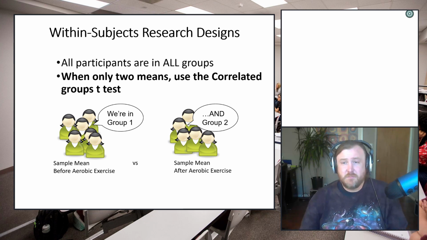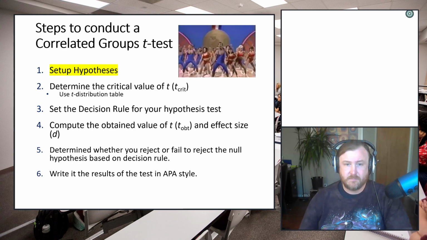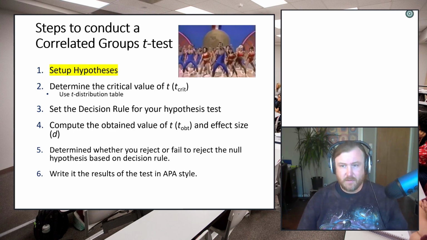And since there's only 2 means, we're going to use a correlated groups t-test. Okay. So, how do we do this? Well, first, we need to set up our hypotheses.